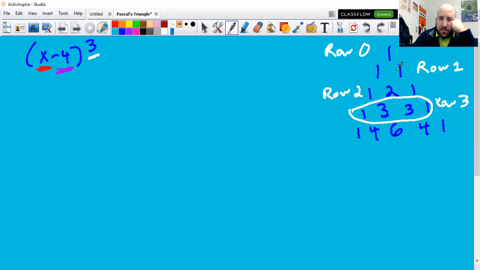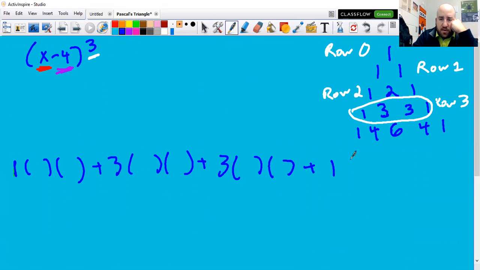There. All right, so for the first example, x minus 4 to the 3rd power. So here's my triangle. This is row 0, row 1, row 2, row 3. So I'm using this. So I got to go 1, parentheses, parentheses, plus 3, parentheses, parentheses. This is step 2, plus 3, parentheses, parentheses, plus 1, parentheses, parentheses.